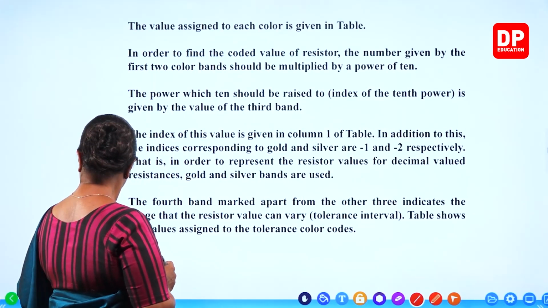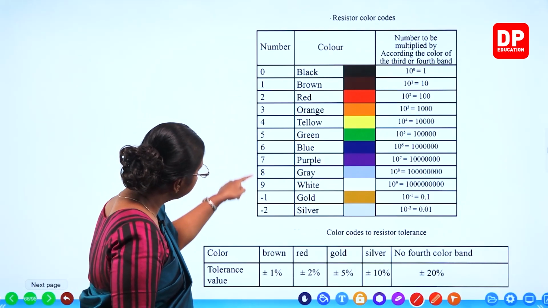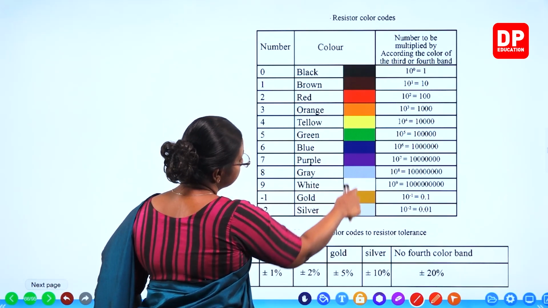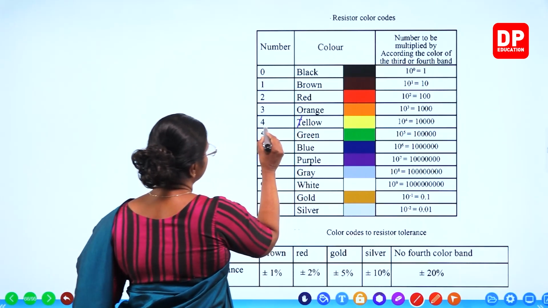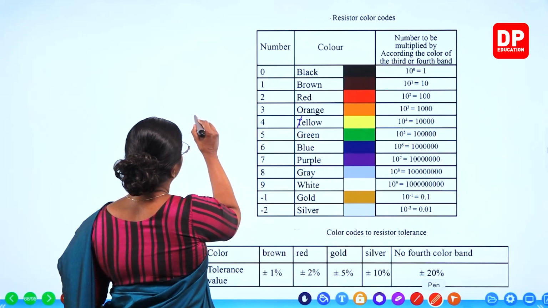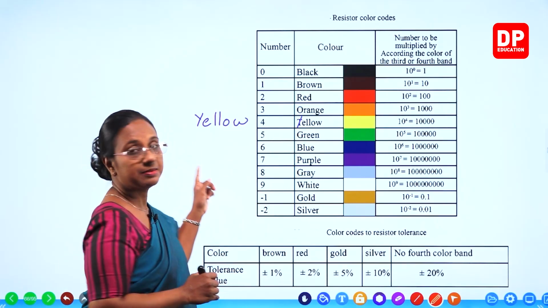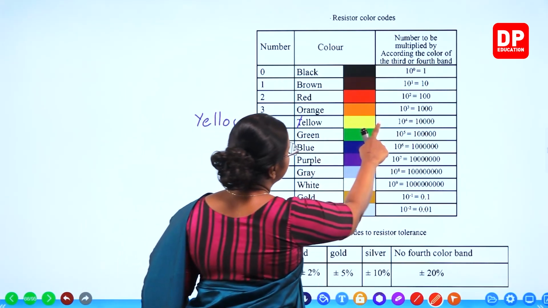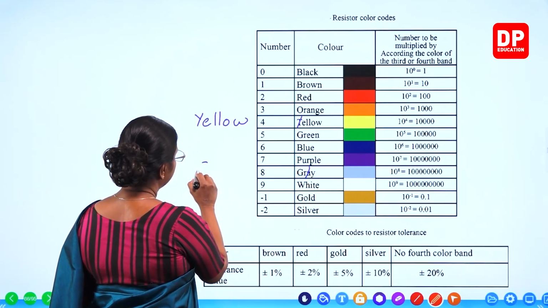If we go to the next slide, here you can see this is given in your textbook, resistor color codes. Here the numbers and the colors are given. So black, the colors are indicated here, brown, red, orange. This should be yellow, students. It has to be yellow, not yellow with a T. It is a printing mistake in the textbook, so it should be yellow. Then here, yellow color, green, blue, purple, gray also should be gray.